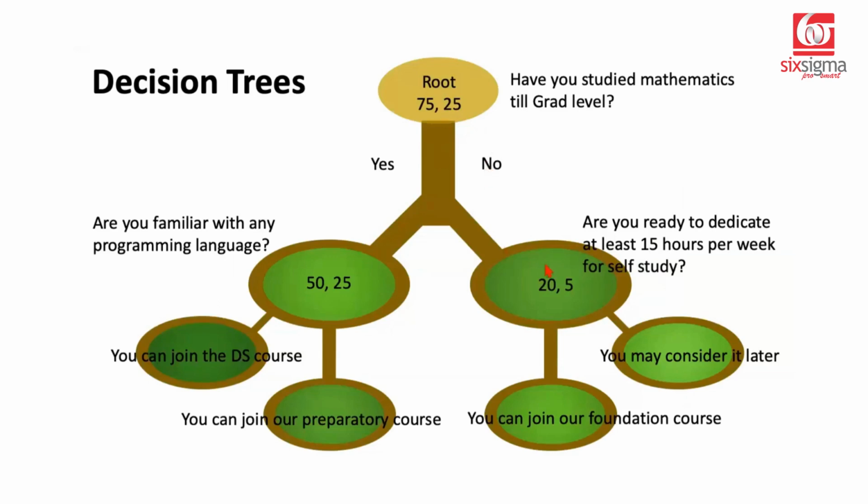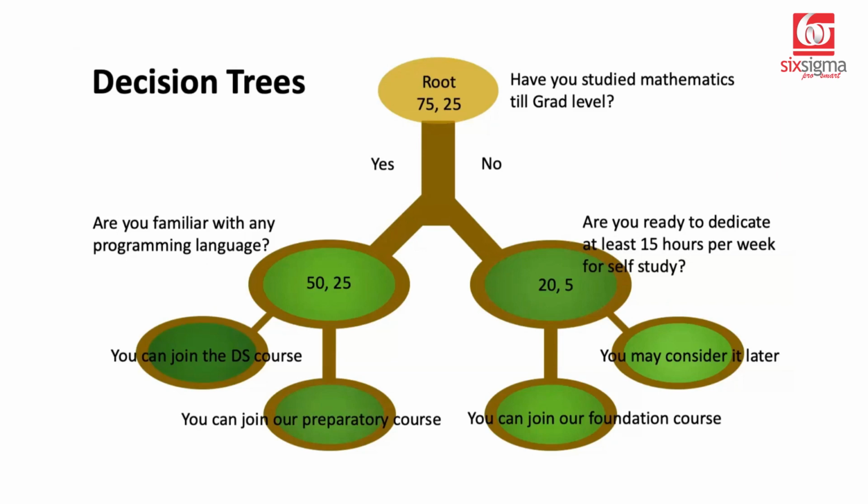So this person is not a math graduate. We come to this node. We ask this question, are you willing to put in enough time? This person says no. Then we're simply saying you may consider it later. In this case, the programming background did not matter. So this is how the decisions are arrived at. When you pass data, the tree would build on some logic internally, check for appropriate variables, and arrive at a decision. Like I said, this is just an example.